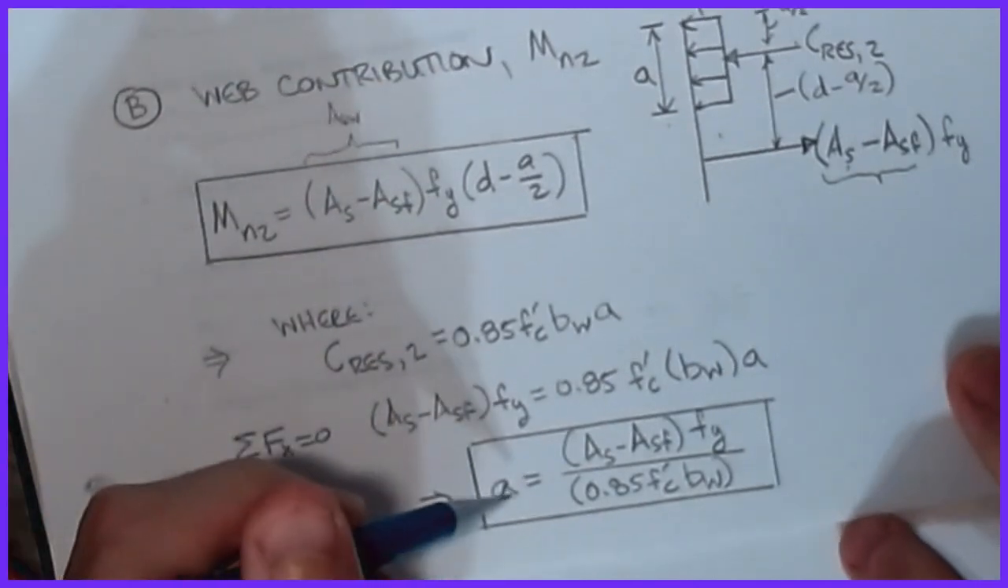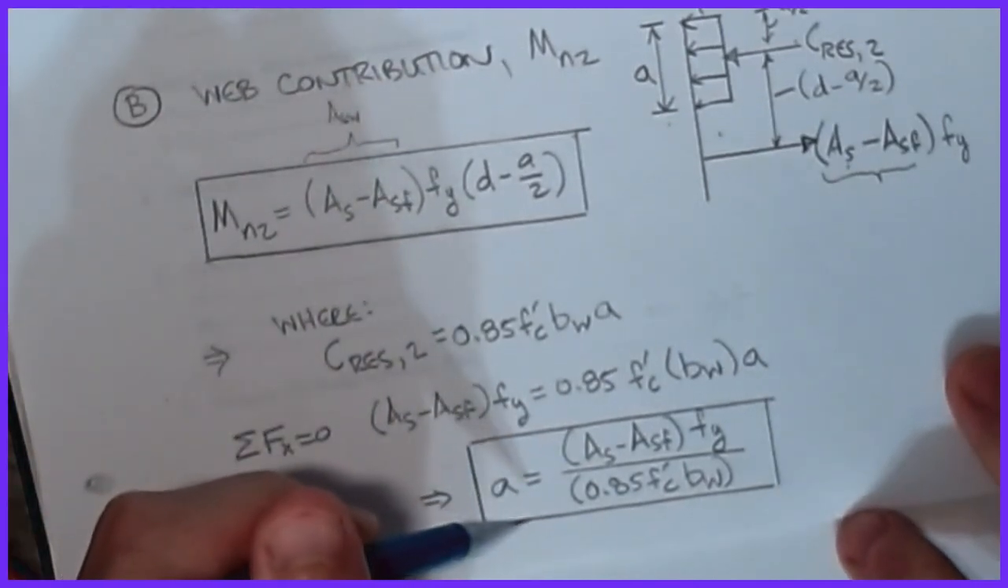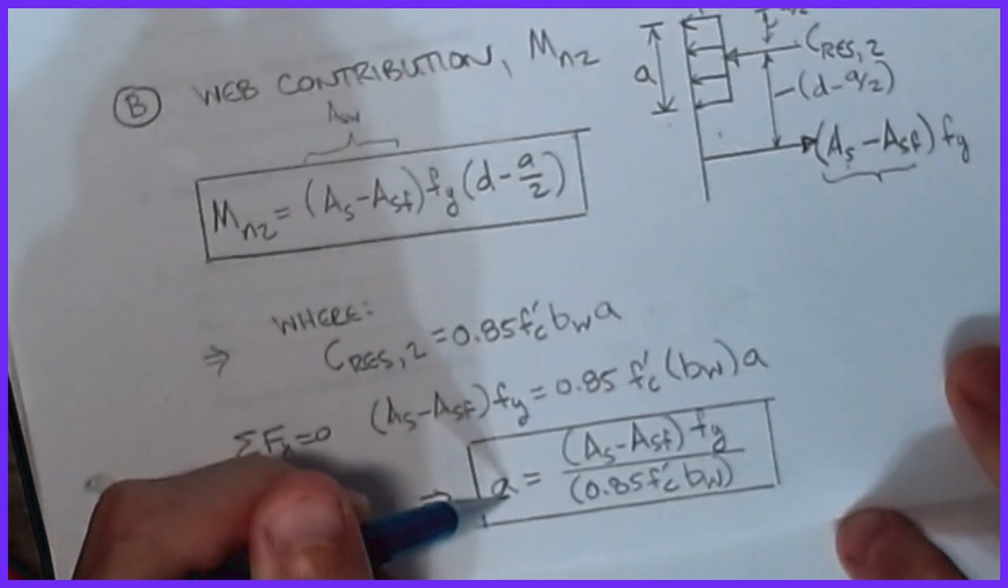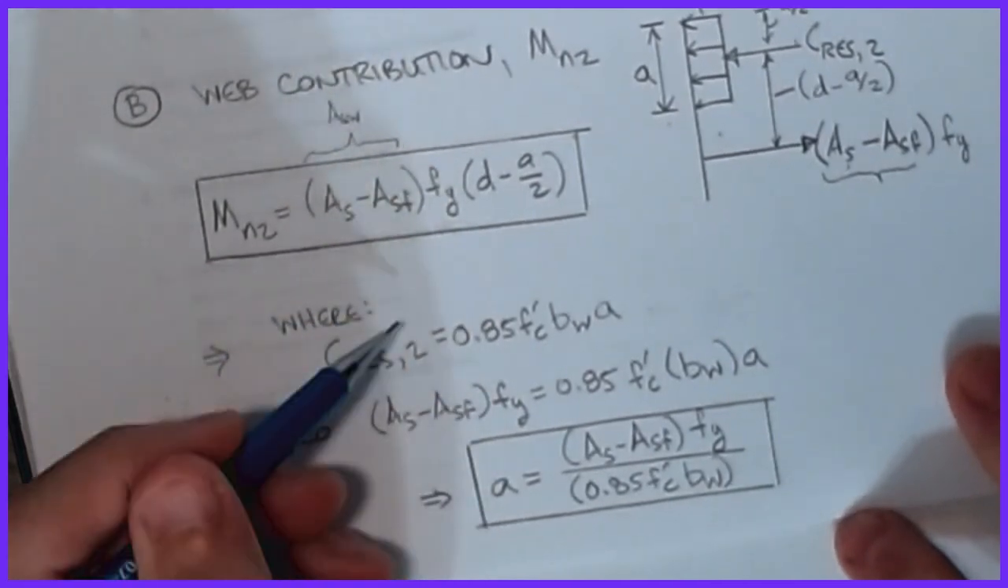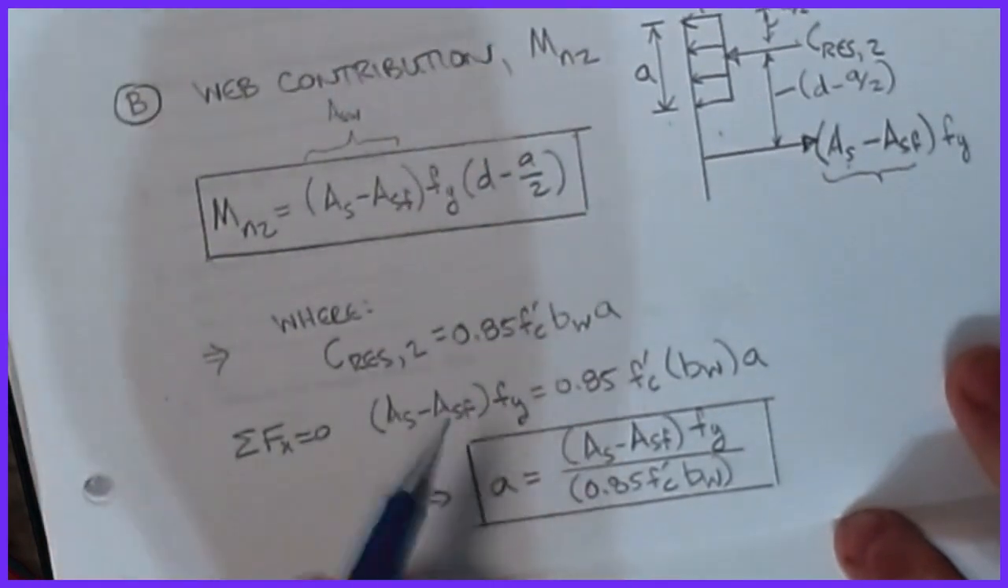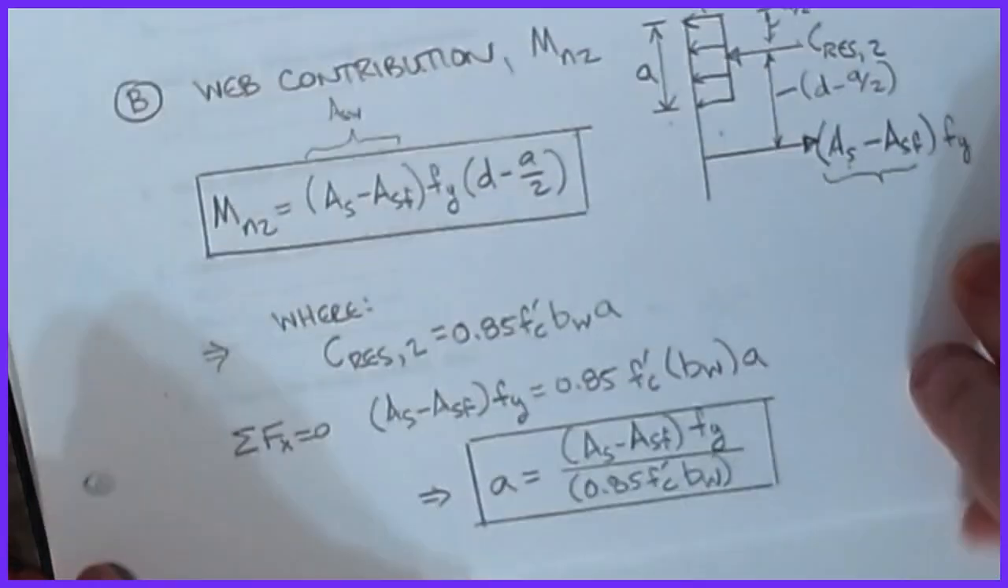So when you do that, you can solve for the A value, and if you find out that A is less than HF, you know that this is not the case that controls. If A is greater than HF, then you know that this is the case that controls, and you now have the procedure to be able to start to analyze this.